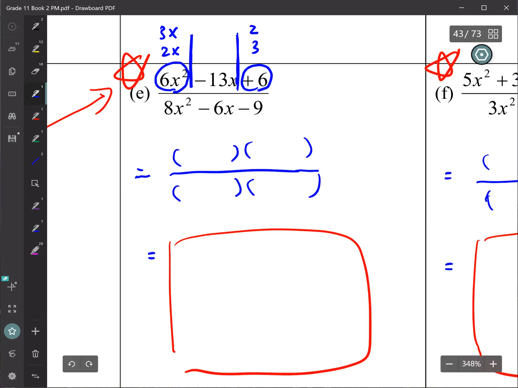Now we want to see if it works. How do we check? We cross multiply. Okay, so multiply those two, what do you get? 13x. Oh, I need to put negative 2, negative 3. Okay, negative 2, negative 3. Will that work now? Yeah. Okay, then what should go inside the brackets? 3x minus 2 and 2x minus 3.